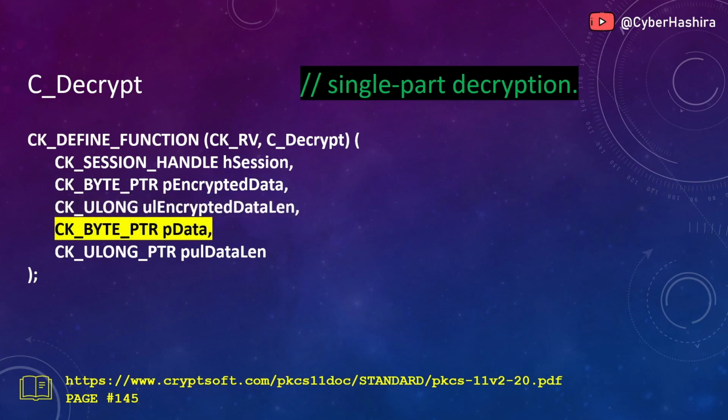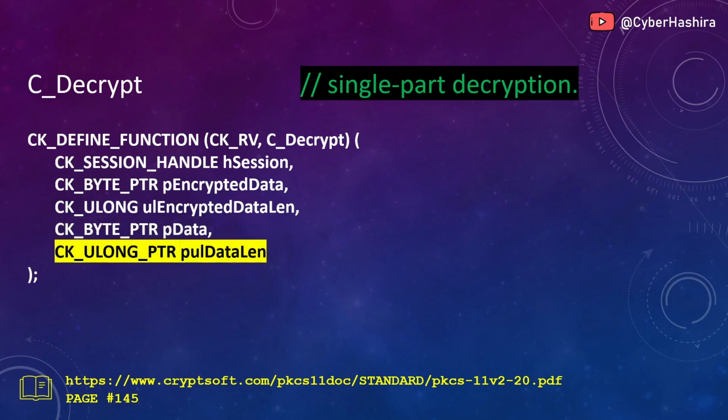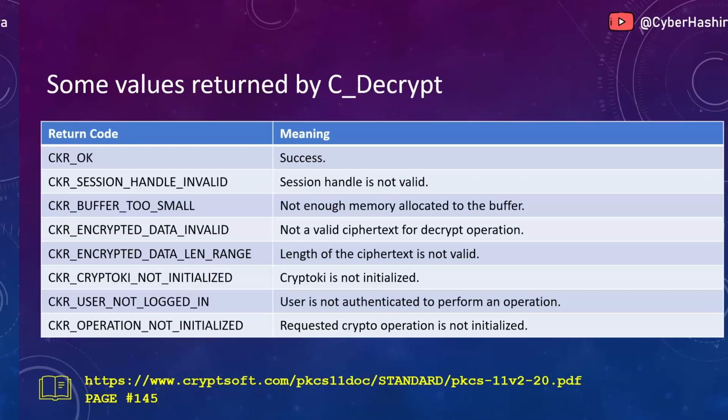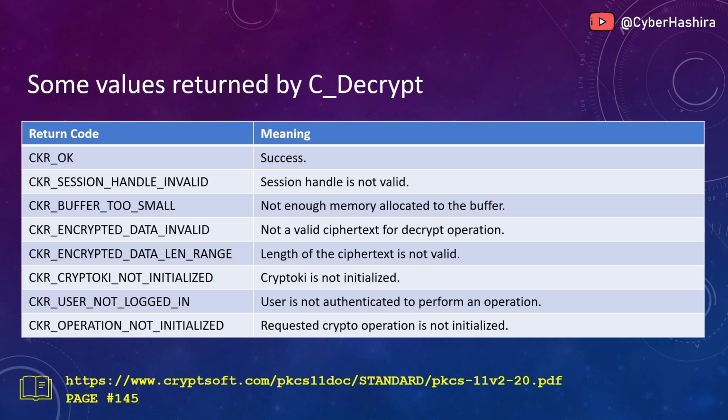Fourth argument is the location where you want to write the decrypted data. This is a byte array. And the fifth argument is the length of that decrypted data. These are some of the return codes that C decrypt may return. You can read more about this function on page 145.